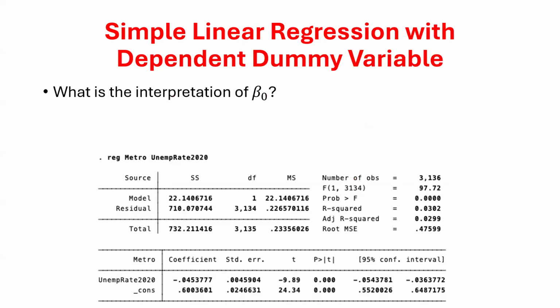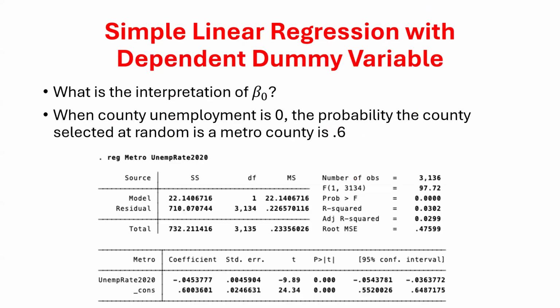So we kind of already talked through that. What would the interpretation of beta 0 be here? Well, it goes back to the same thing. It's the predicted value of Y when my X variable is equal to 0. So the predicted probability that a county is considered metro, when the unemployment rate is 0, would be whatever that intercept or constant is. There's about a 60% chance that if I select a county with an unemployment rate of 0, it's considered a metro county.